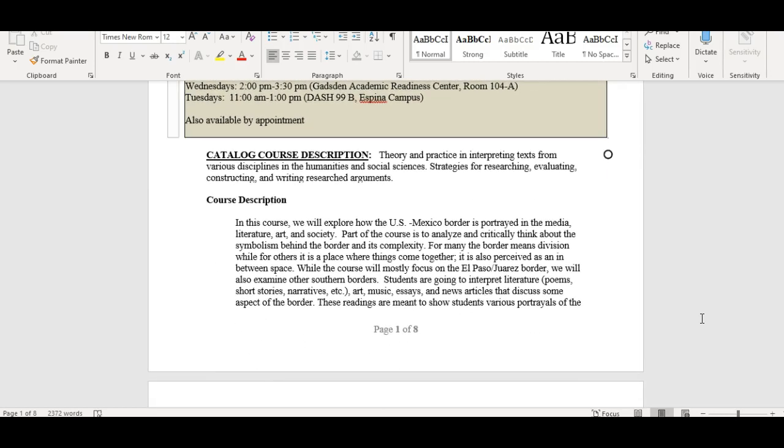Here we have a brief course description. Now, just to give you a little overview about the course, this course is called the Border Experience, and that's the theme of this course. One of the purposes of the course is to show what the border is really like.